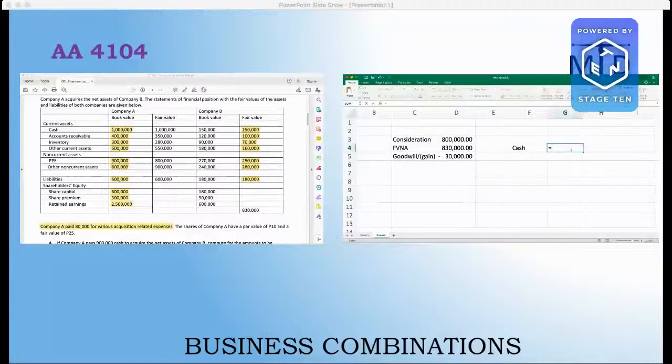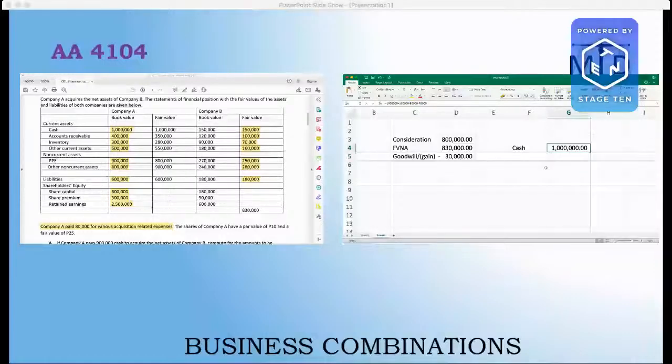Again, how did we get our 1 million? We added the 1 million of the acquirer. We added the 150,000 of the acquiree. We deducted the acquisition related cost of 80,000 and we deducted the stock issuance cost of 70,000. And that would give us the 1 million.